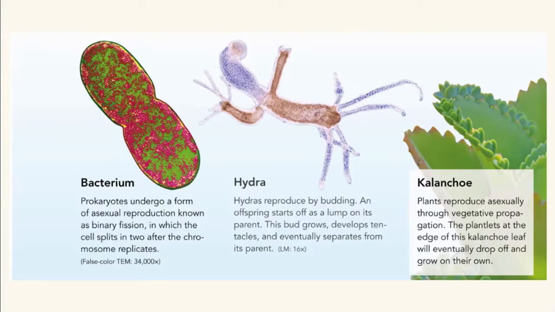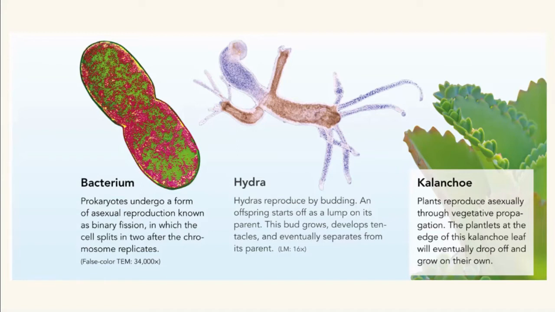Here we have examples of bacteria. They go through that fission in which the cell splits. We have hydra that reproduces by budding. And then Kalanchoe, we didn't talk about this, but plants can reproduce asexually through vegetative propagation.